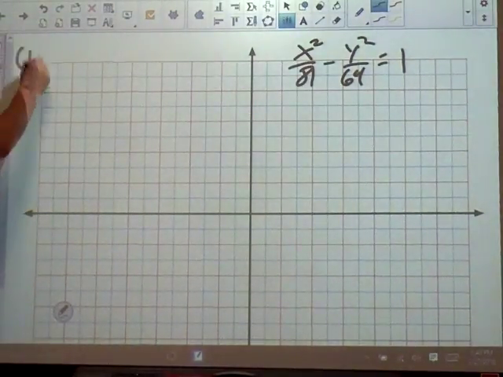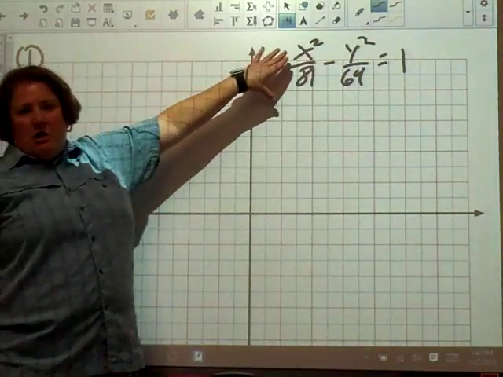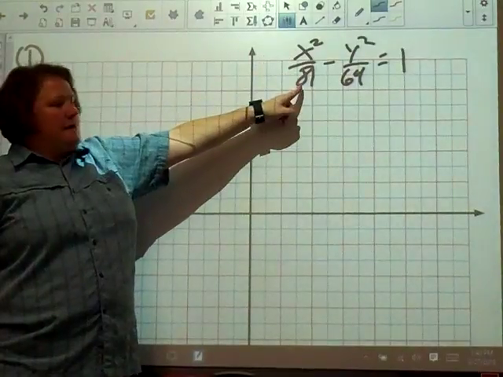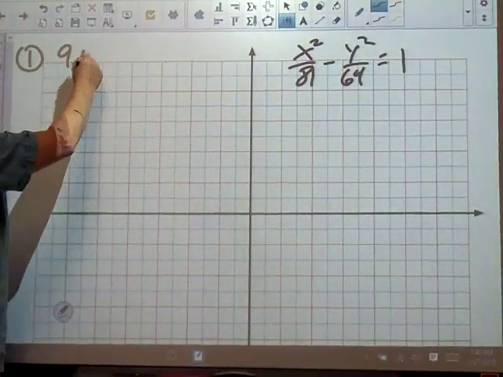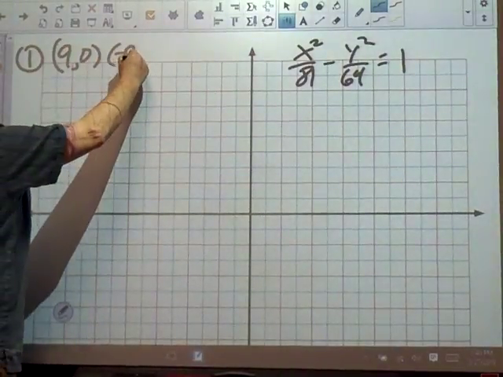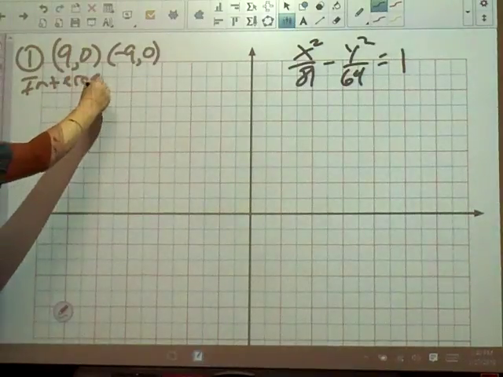Step 1 is going to be our intercepts. My x is first, so that means I'm going to have x-intercepts, so I take the square root of 81. So my intercepts here are going to be at (9, 0) and (negative 9, 0). So step 1 was our intercepts.